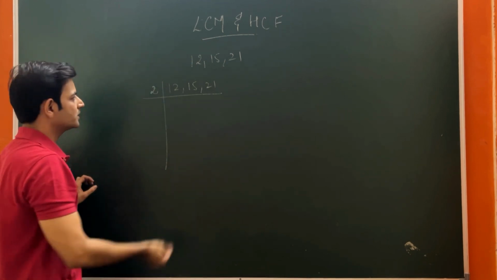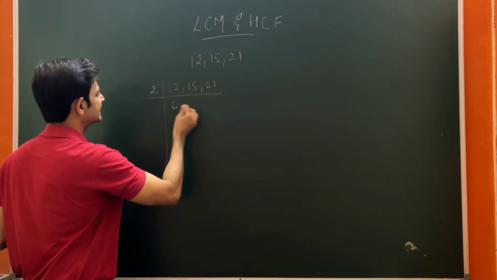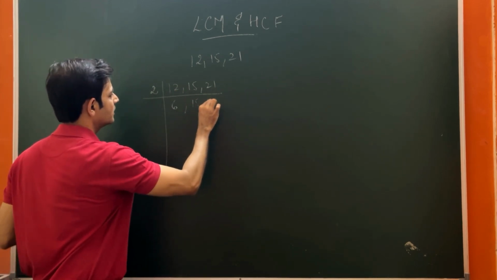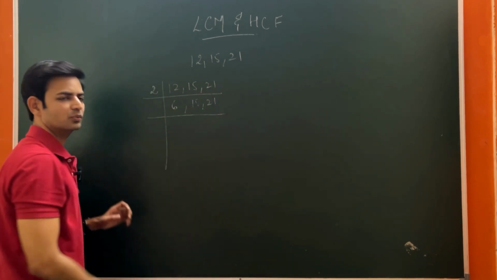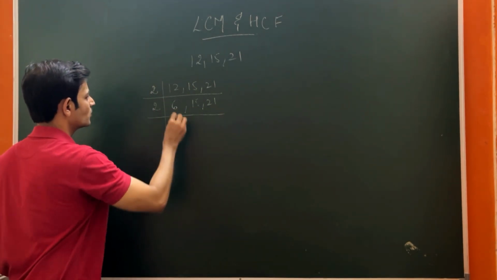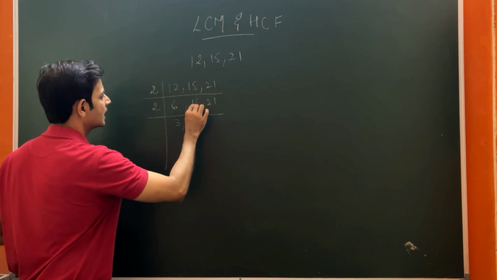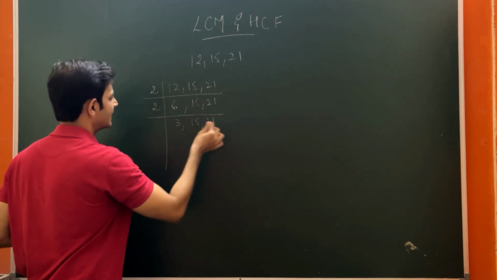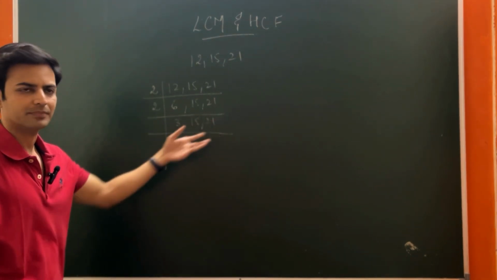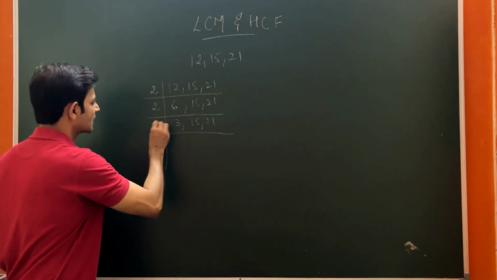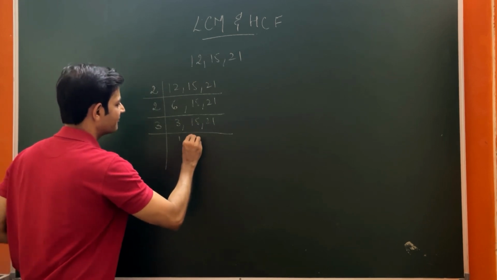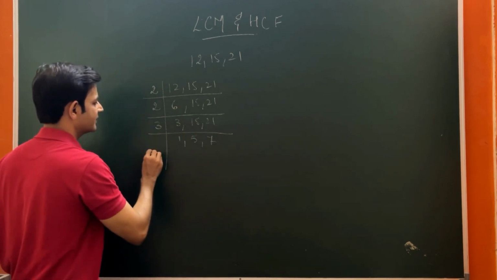So we will take 2 here and we'll divide. 6 2s are 12. 15 and 21 will not get affected by 2, so we will write them as it is. Then we have again 2, so I can take it here as 3, 15 as it is, 21 as it is. Now 2 will not be able to divide any of these numbers. So we will take 3 then. 3 will divide all of them, that is 1, 5 and 7.